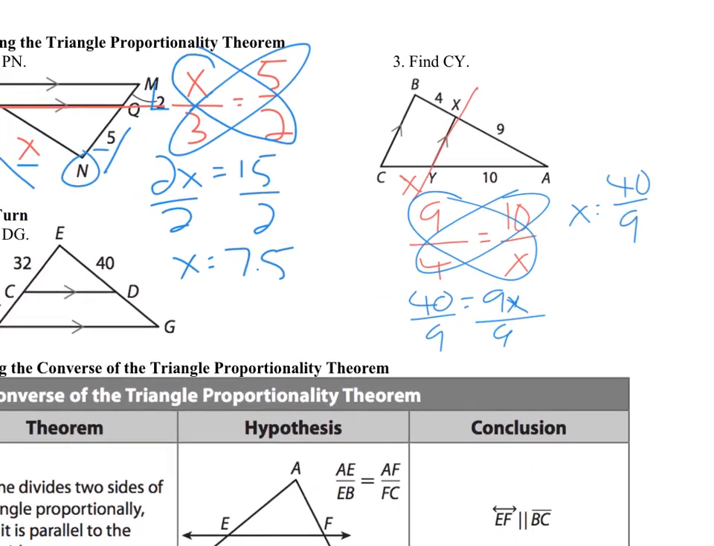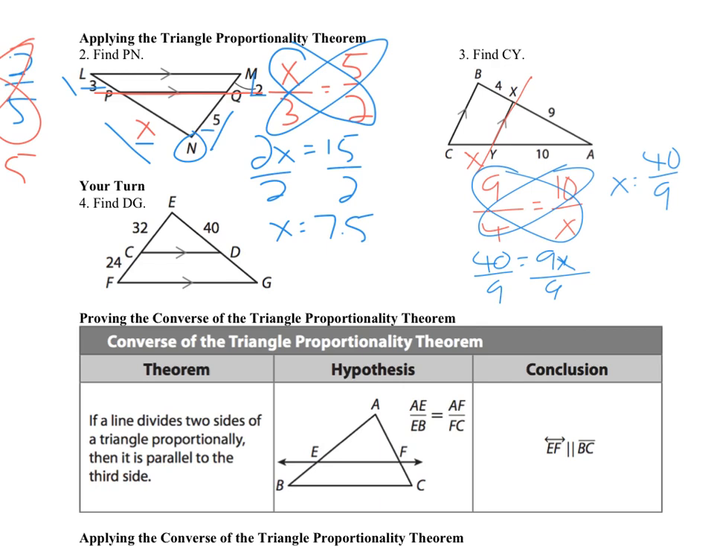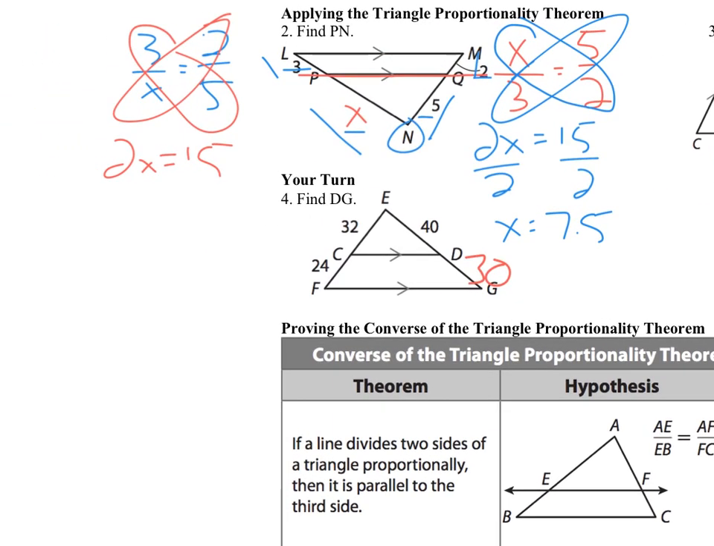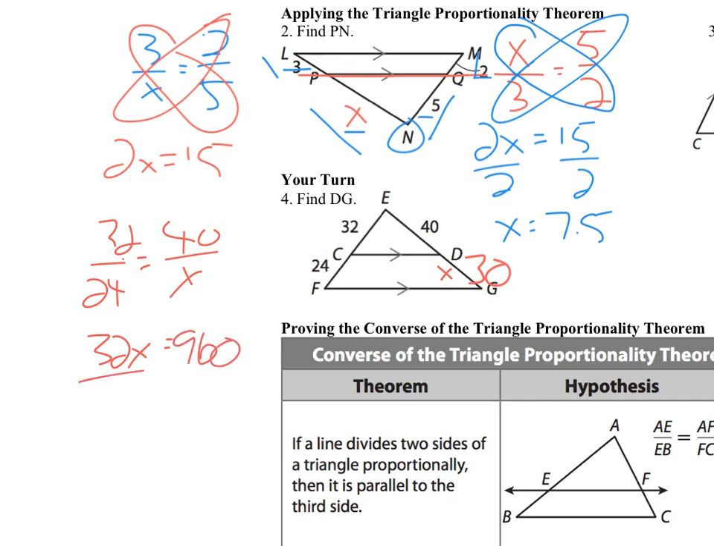All right, using that, I want you to try number 4 on your own there. See if you can find DG. So once you solve, you should get DG equals 30. So if I call DG x, I get 32 over 24 is equal to 40 over x. Cross multiply, and I get 32x equals 24 times 40 is 960. Divide by 32, and x equals 30.